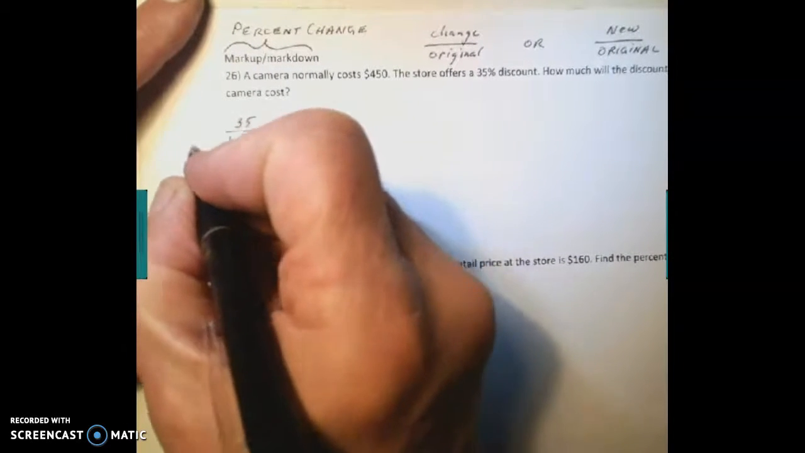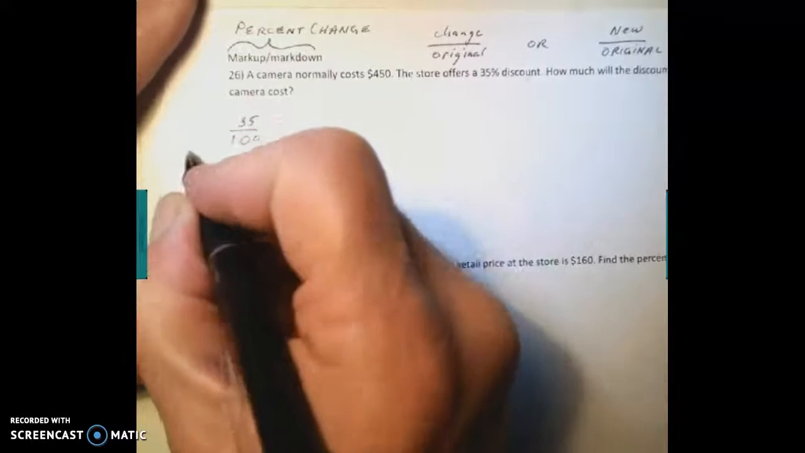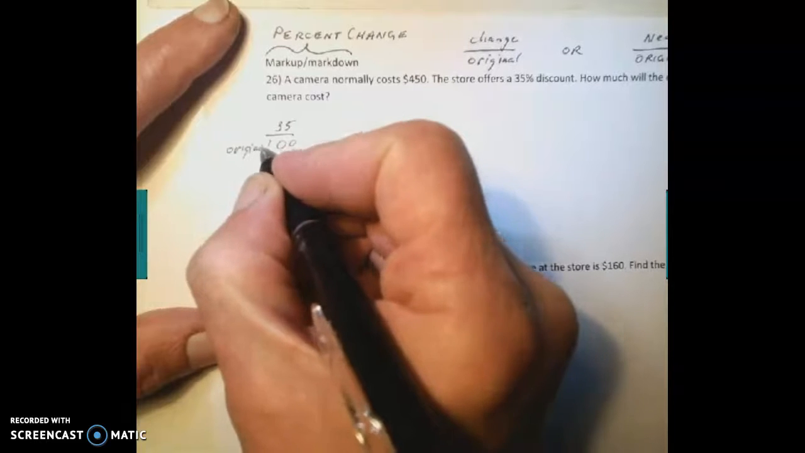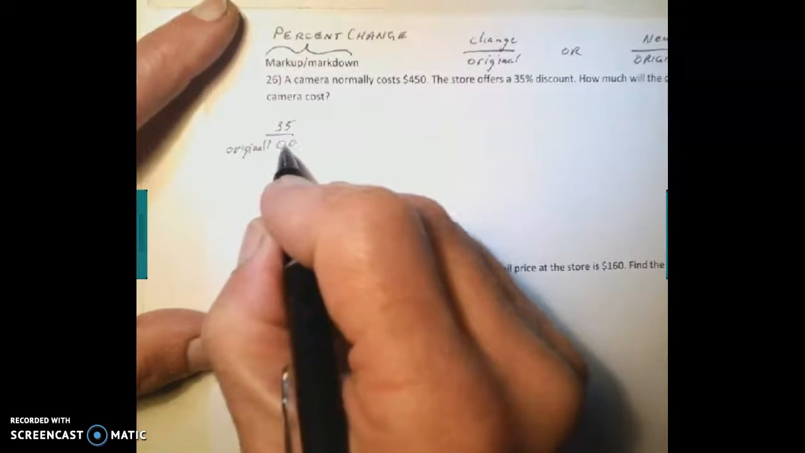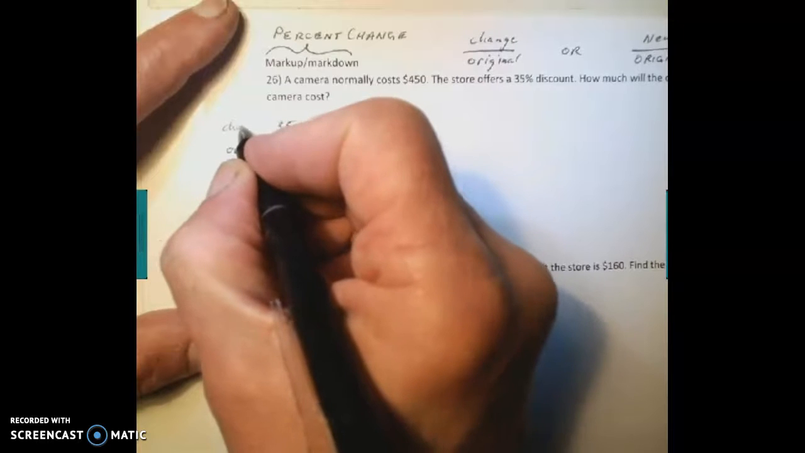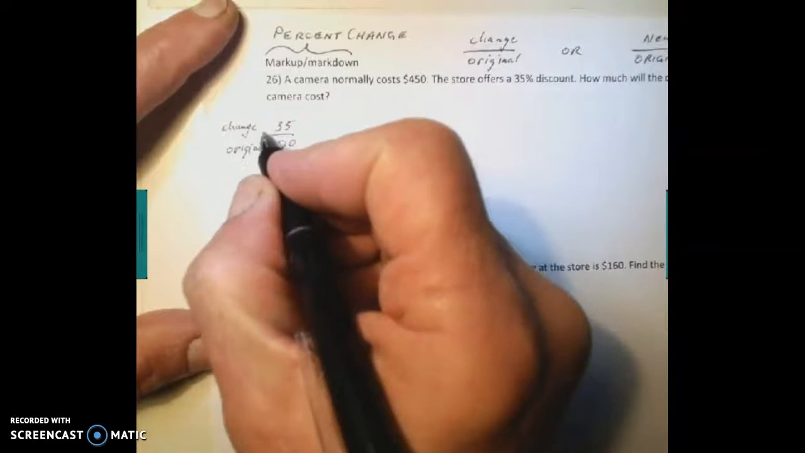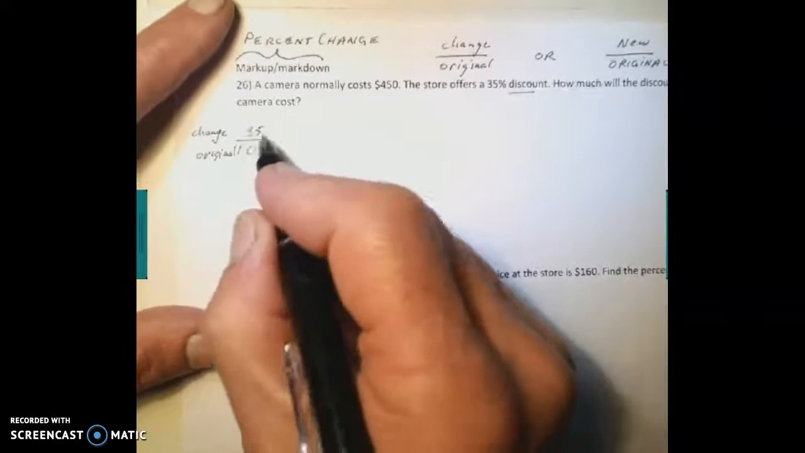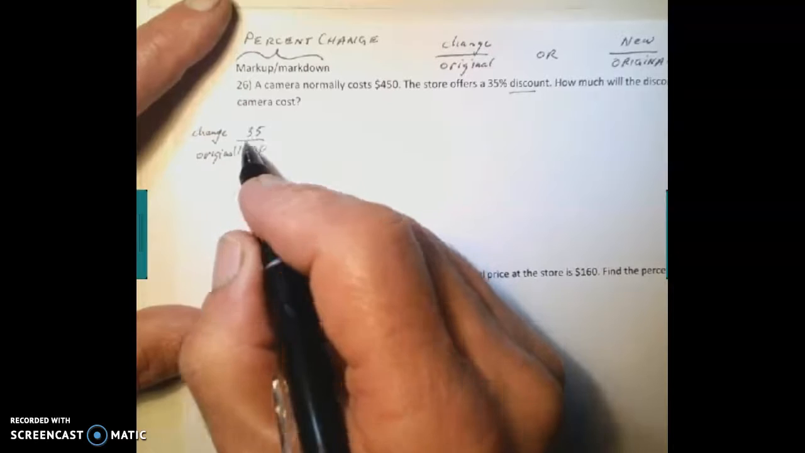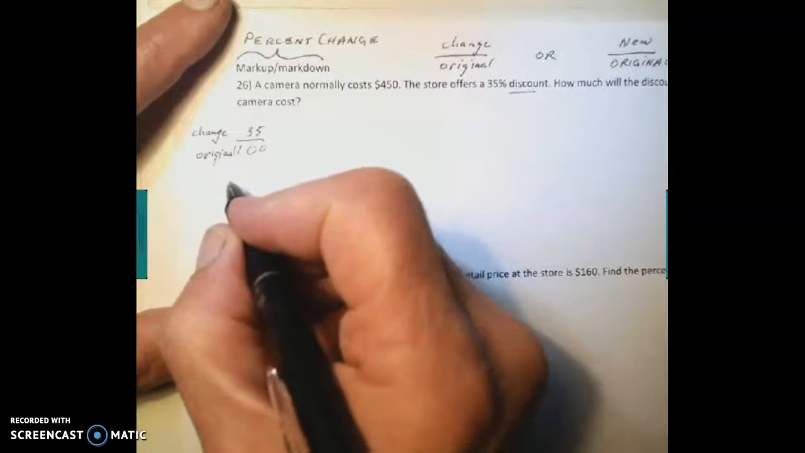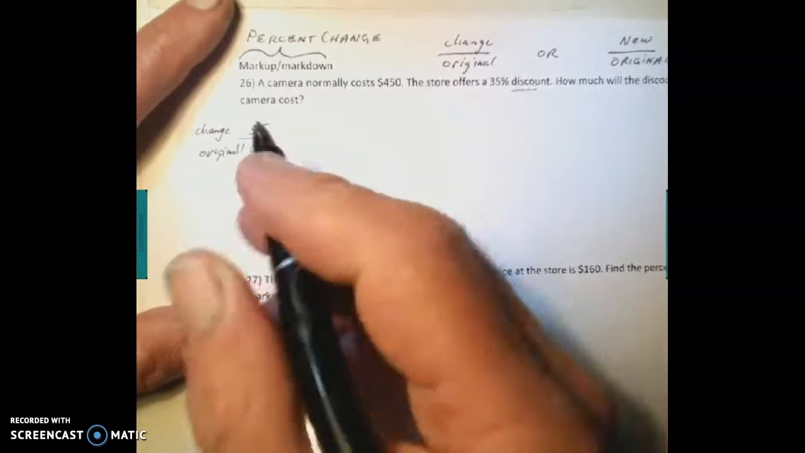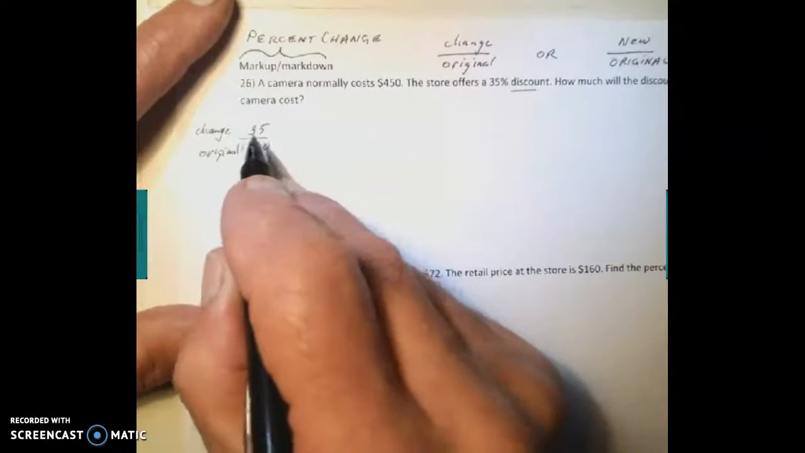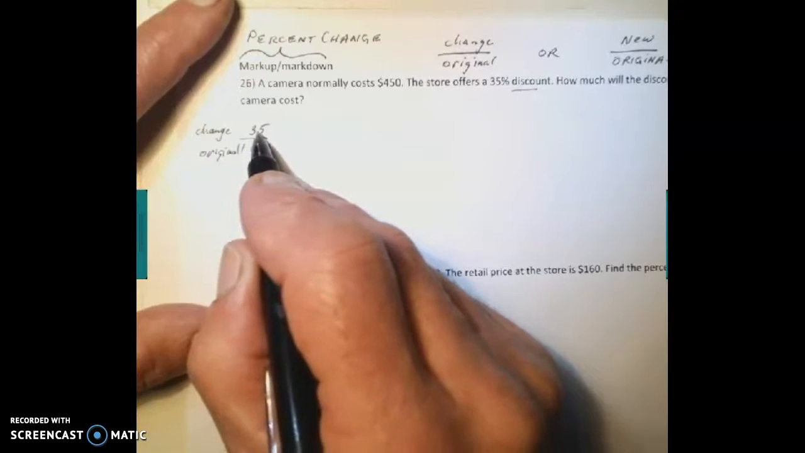This is the original amount. This is how much they're going to change it. And they are going to be taking off, since this is a discount, they are going to be taking this amount off. Well, if you wanted the new amount, again, what this says is, if the original camera cost $100, they're going to take $35 off.